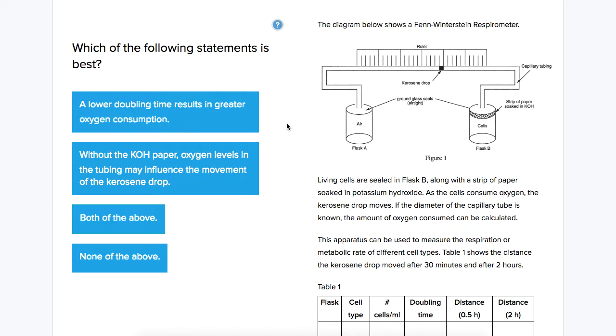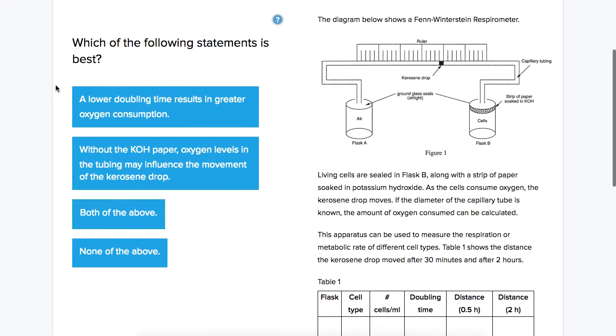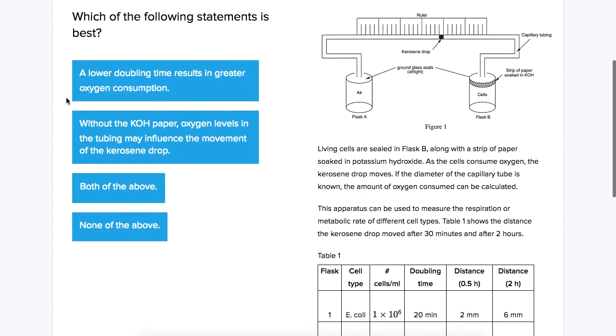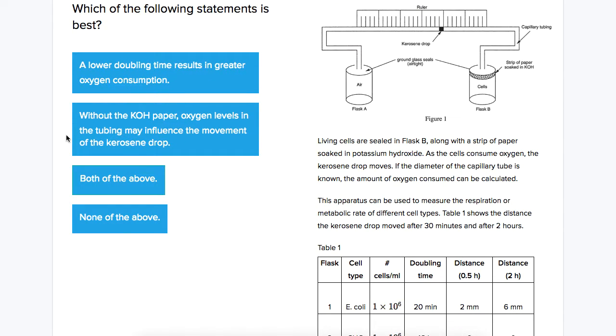This is Ben from Testive, and we're looking at an ACT science question. Which of the following statements is best? A lower doubling time results in greater oxygen consumption, or without the KOH paper, oxygen levels in the tubing may influence the movement of the kerosene drop.